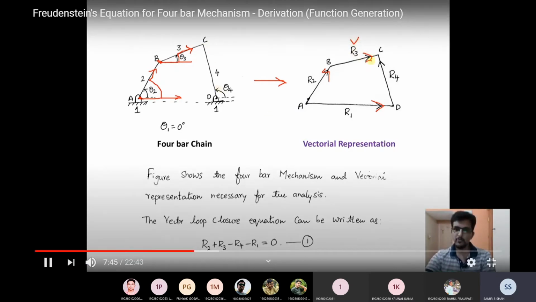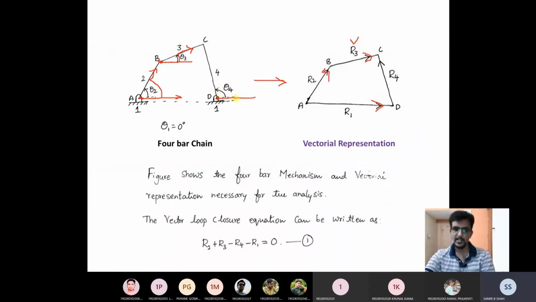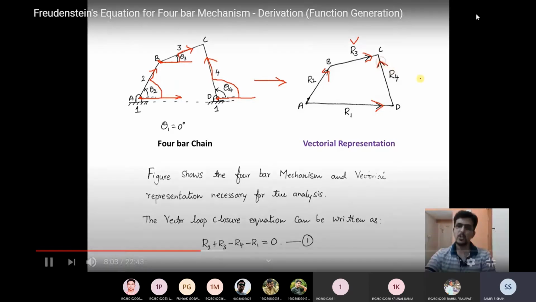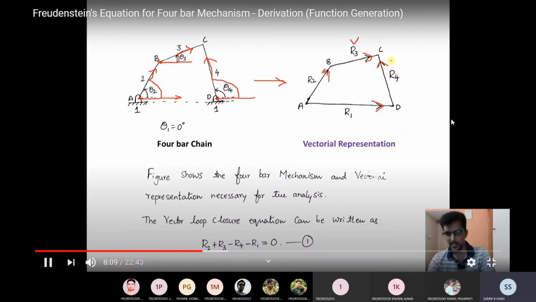For R4, instead of measuring from C, I have taken the reference as D. I have drawn a horizontal line to the right side, and the angle theta 4 is measured in the counterclockwise direction. In the same direction, I show the direction of the vector for link 4 as R4, shown here. Now if you observe, R2 and R3 are in the same direction, whereas R1 and R4 are in exactly opposite directions.